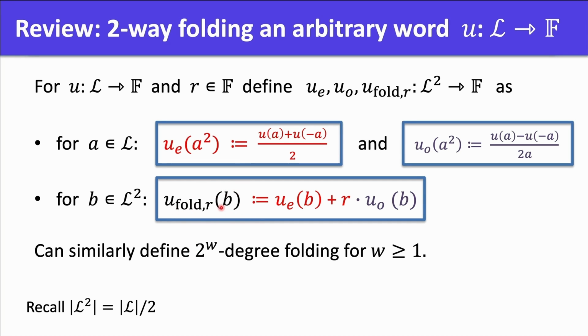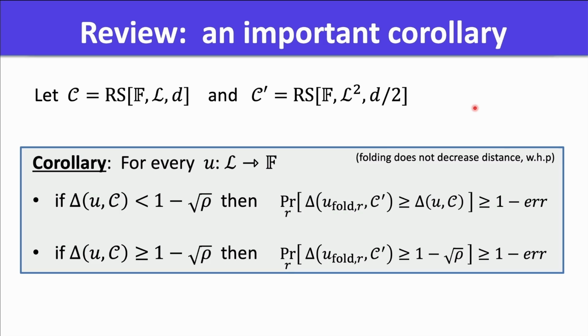But in the case of a 2-way fold, I want to remind you that evaluating the folded function at the point b can be done by evaluating the original function at the point square root of b and minus square root of b. So with 2 evaluations, we can get both u sub e and u sub o, and that allows us to evaluate the folded function. Now again, in Part 1, we discussed this very important corollary that says that folding does not decrease the distance to the code with high probability.